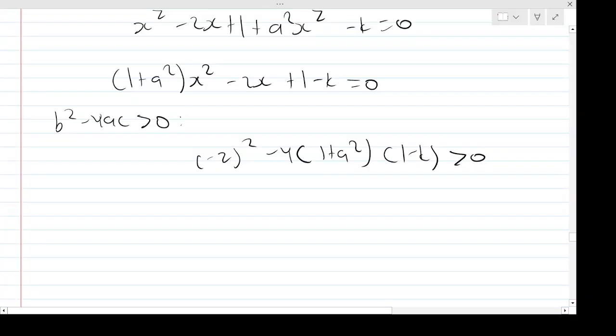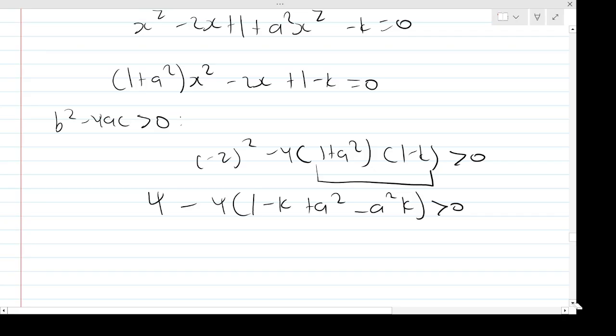So minus 2 all squared will be plus 4, take away 4, then I'm going to expand these two brackets first, right? So 1 plus a squared, lots of 1 minus k. Firstly, 1 times 1 is 1, 1 times minus k is minus k, a squared times 1 is just a squared, and a squared times minus k is minus a squared k. And that's greater than 0. Then I need to expand by times it by minus 4 outside.